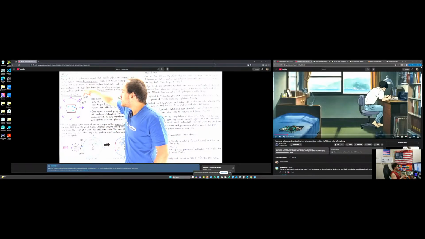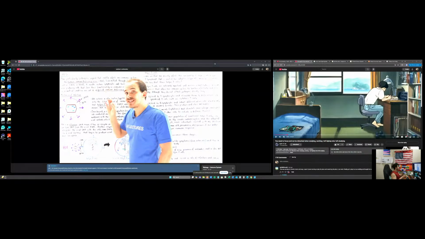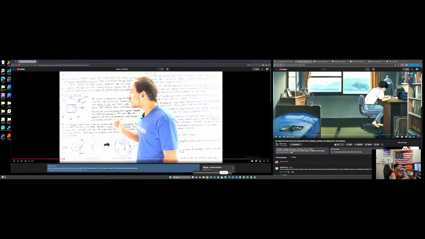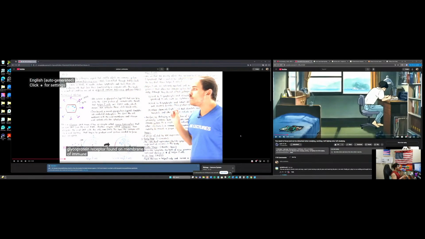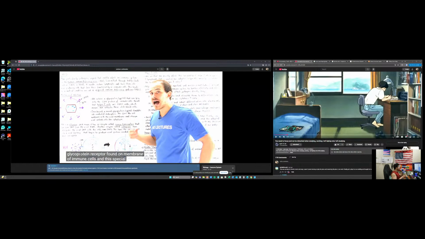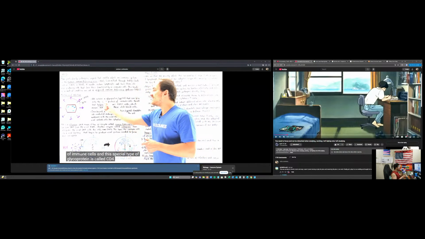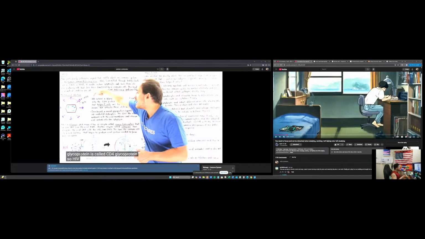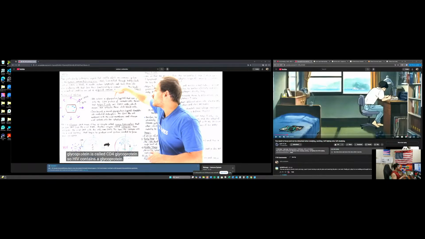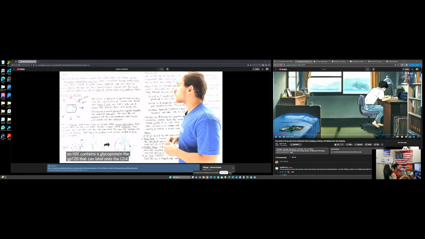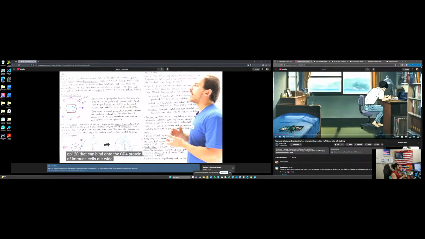So basically, the GP120 glycoprotein of HIV binds to a specific glycoprotein receptor found on the membrane of immune cells. And this special type of glycoprotein is called CD4 glycoprotein. So HIV contains a glycoprotein, the GP120, that can bind onto the CD4 protein of immune cells, our white blood cells.